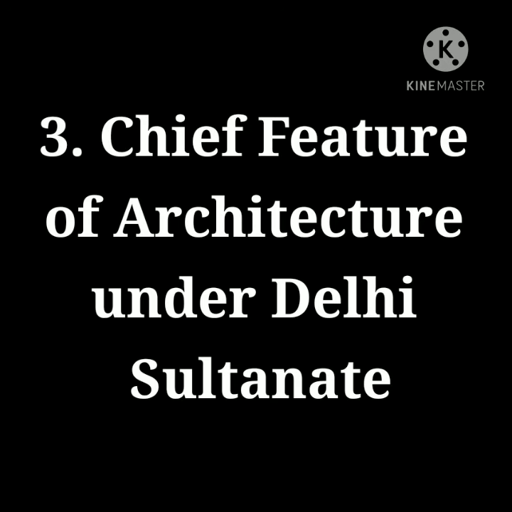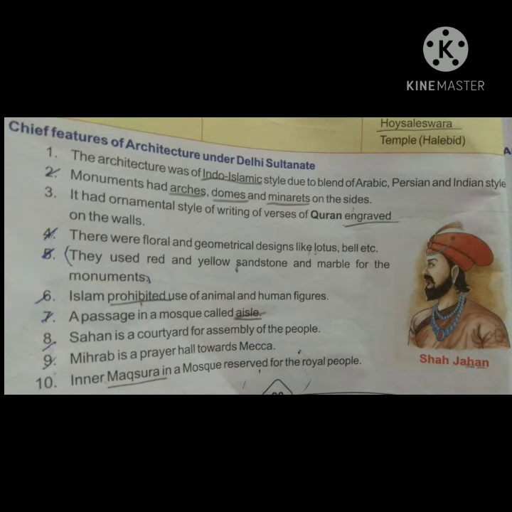Next is the chief feature of architecture under the Delhi Sultanate. The Sultans of Delhi wanted to construct their buildings on the pattern of Iran and Central Asia. Thus, though the buildings were designed by Muslim architects to suit the requirements of their religious ideas, yet they were constructed by Hindu craftsmen who were among the finest artisans of the world. Obviously, the buildings had a combination of Indo-Islamic architecture.